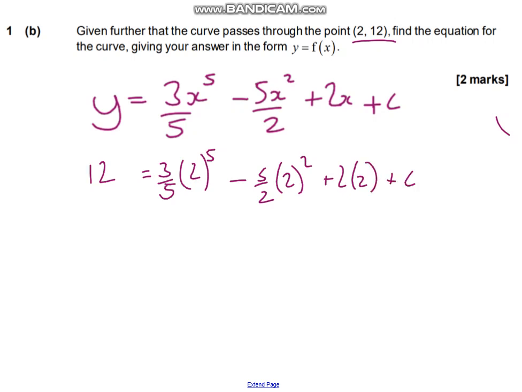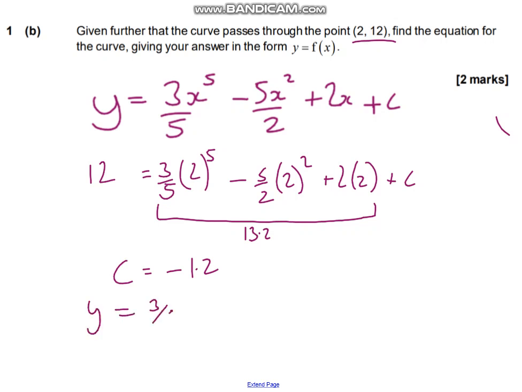Now if you put all of this into your calculator, that will give you 13.2, and so c comes out to be minus 1.2. So we've then got that y is equal to 3/5 x to the power of 5, minus 5 over 2 x squared, plus 2x, minus 6 over 5.